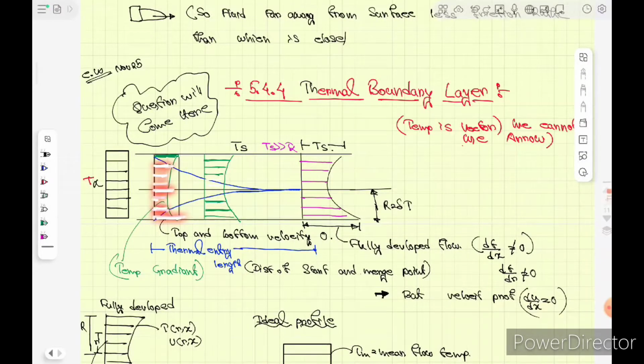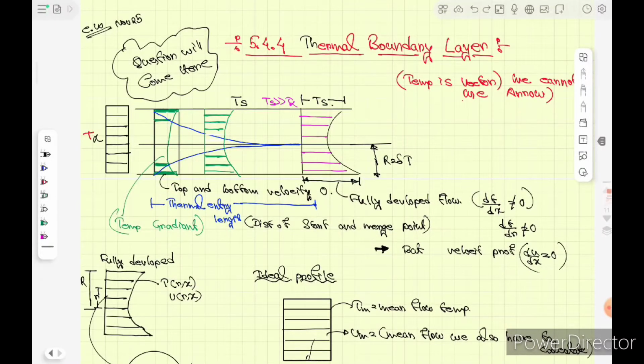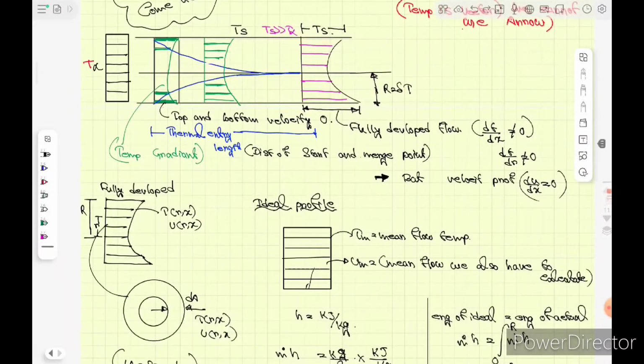So thermal entry length, like till which base it is happening like that. You can see the temperature difference is getting bigger, and then it is submerged, and then it is forming this shape. Here it is clear, you can also say. So this is a fully developed flow, but dT by dx, the temperature difference, is 0, that we cannot say. For that du by dx can be 0, that is acceptable. But dT by dx, that is 0, you cannot say.